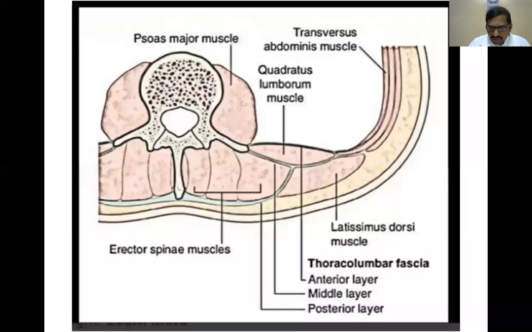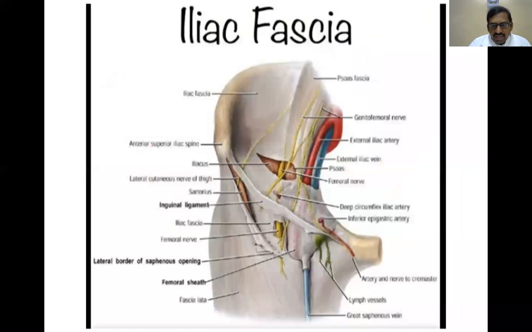Here is the thoracolumbar fascia, and here you see the iliacus muscle. It is covered by iliac fascia, and this is the psoas major muscle. At this level, the iliac fascia covers both the psoas major muscle and the iliacus muscle. Above the level of the pelvic rim, it covers only the psoas major muscle. Sometimes we call it psoas fascia or iliopsoas fascia. These are the fascias.